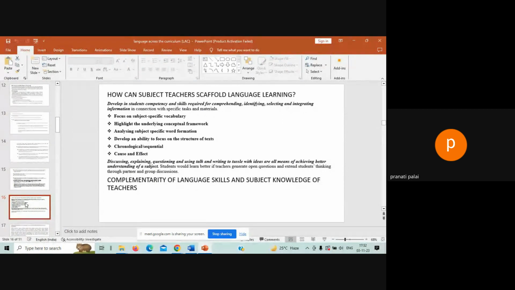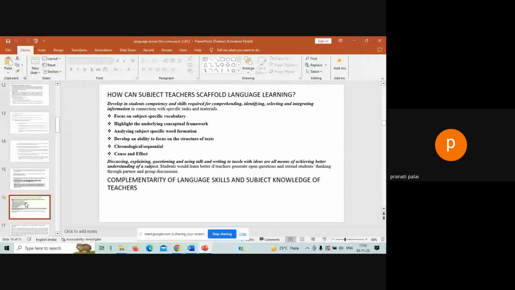Cause and effect. Here we must give scope for the child to analyze why these things are happening, what is the cause behind it, and what is the effect. If these things happen, then what will be the effect? The role of the subject teacher may be in mathematics or in science. Scientists like Newton and Einstein, if they did not think about what will happen or what is the cause behind it, so many inventions might not have happened.